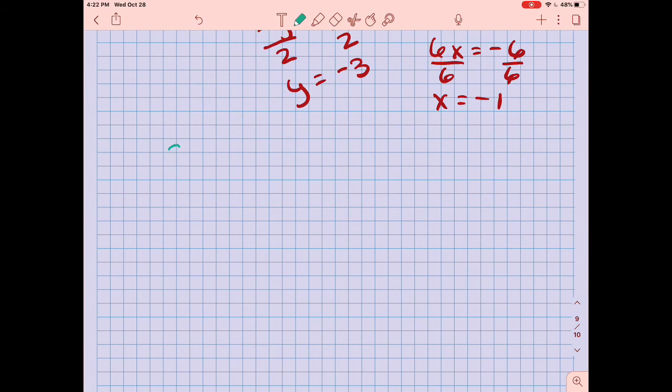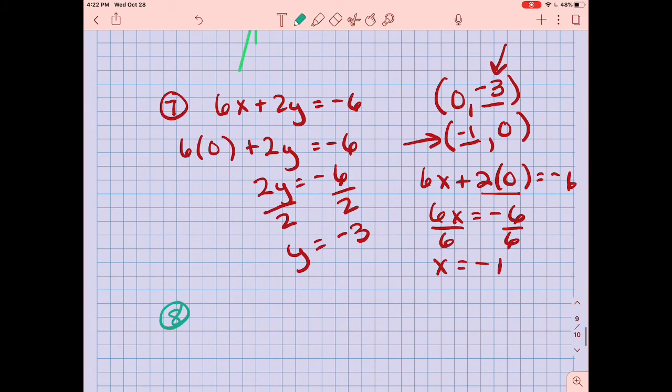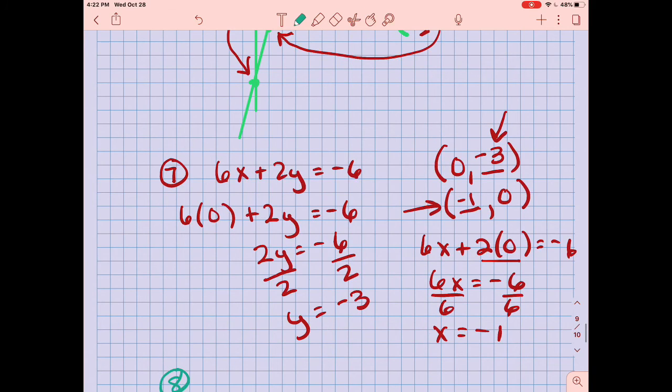Number 8 gives me an equation for a line, and then it wants me to find the x and the y-intercept and use them to graph. So you're going to do the same thing as the last problem, and I'm probably running out of time. So do the same thing as number 7, and then put these on the graph.